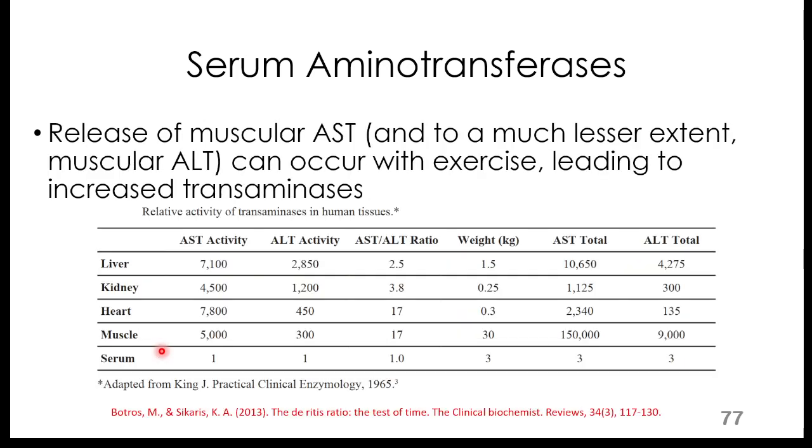Now we should note that AST, aspartate transaminase, is also present in several other tissues. So for instance, it can be increased after exercise, after intense exercise. So we know that there are other tissues that can release these transaminases.